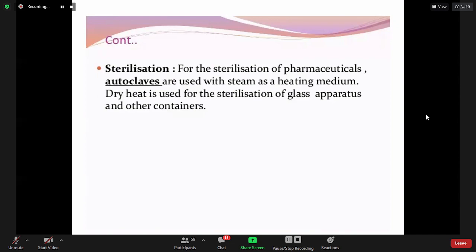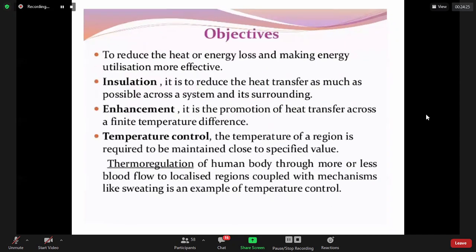Sterilization of pharmaceuticals, say in autoclaves and whatnot, is one method of heating where you have to exchange heat. You have to transfer heat from some source so that it can be applied to sterilize equipment. Now, what are the objectives of heat transfer? It is to reduce the heat or the energy loss and make energy utilization more effective.